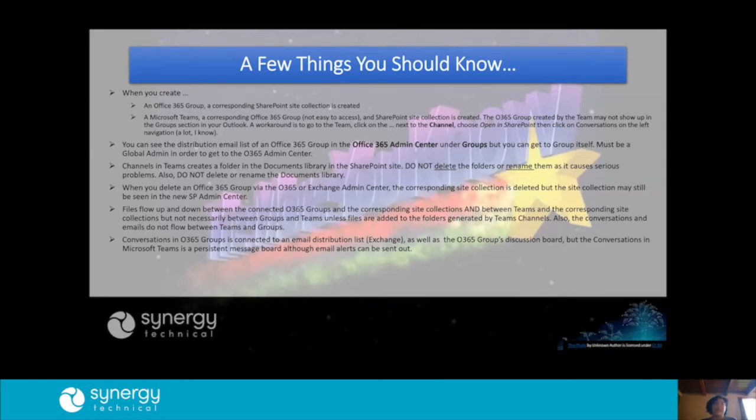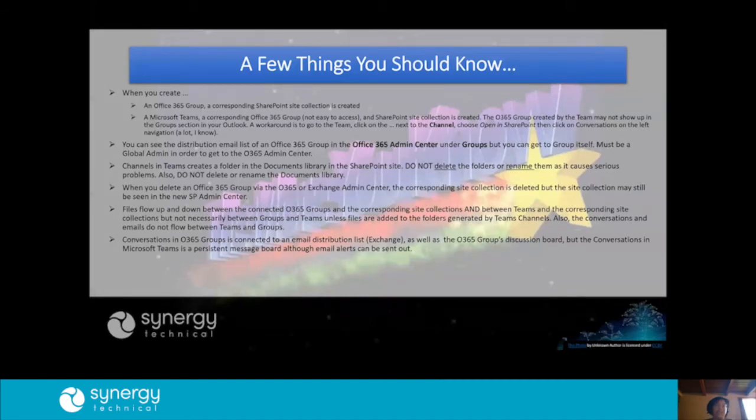So that default documents library and all of those folders that show up in that default documents library that come with the SharePoint site collection behind Microsoft Teams, you want to make sure you don't delete those things and don't rename them. You do that and there's going to be a price to pay, a very heavy price, and you're not going to like it. So do not delete them and do not rename them. It causes serious problems. Okay.